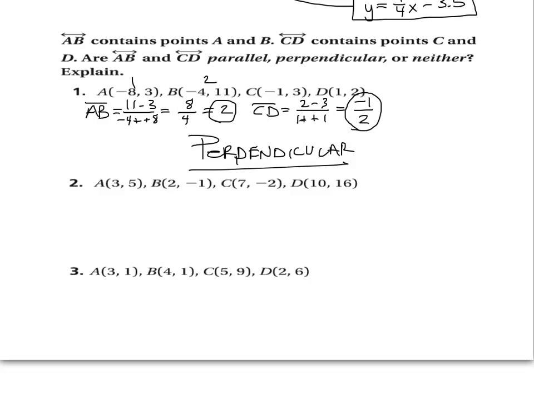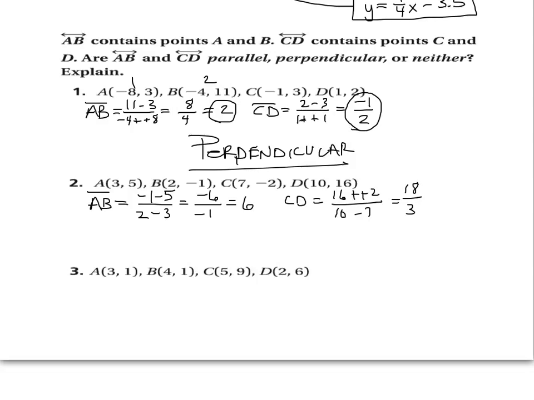Okay, so let's take a look at number 2. Again, got to find the slope of AB. That's going to be negative 1 minus 5 over 2 minus 3. That's negative 6 over negative 1, which is positive 6. Find the slope of CD now. CD, 16 minus negative 2 over 10 minus 7. This becomes a plus. That's going to be 18, and 10 minus 7 is 3, which is also going to be 6. So again, as I look at these two numbers, they're exactly the same. That means that these two lines are parallel.